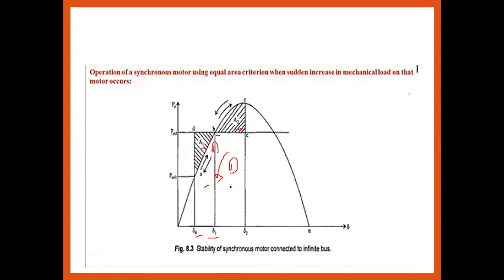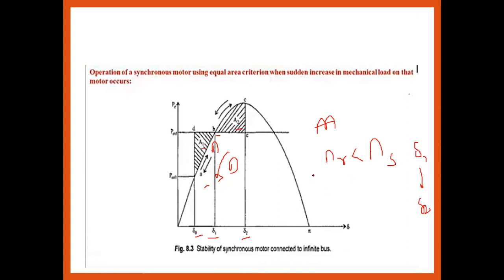Speed decreases, then again it is increasing. The motor again tries to increase its speed, so delta should increase to delta 2. From the acceleration point of view, the speed should be such that nr should be less than ns. If it is like that, then delta 1 should be shifted to delta 2. When it shifts to delta 2, automatically the speed should increase.